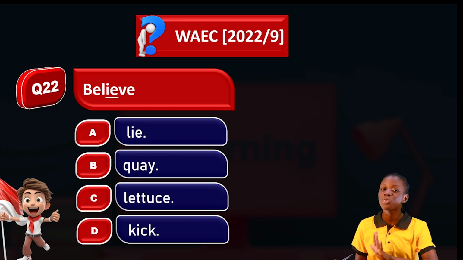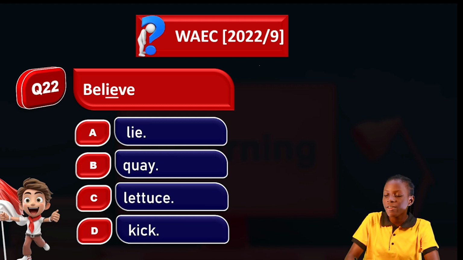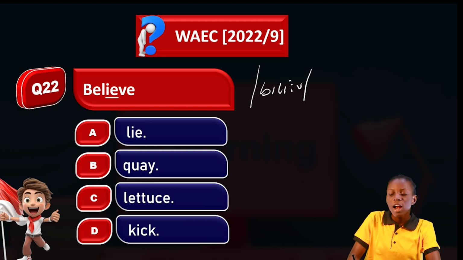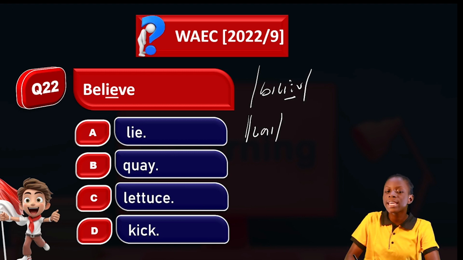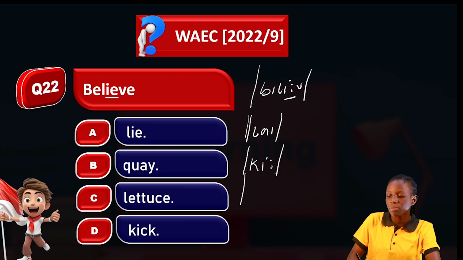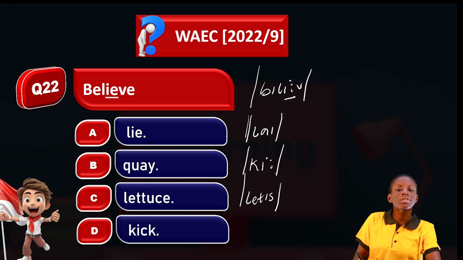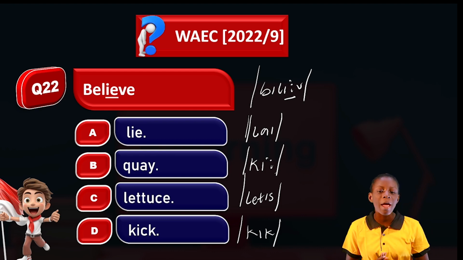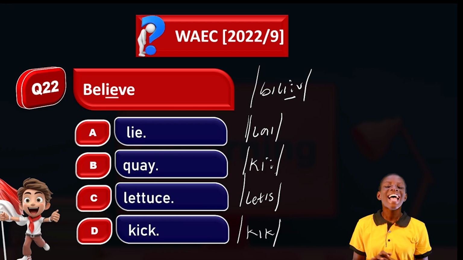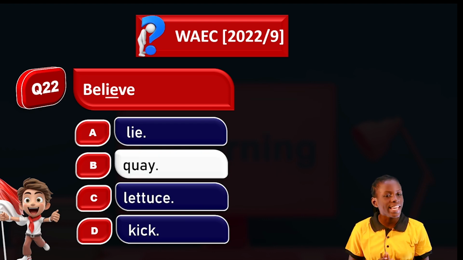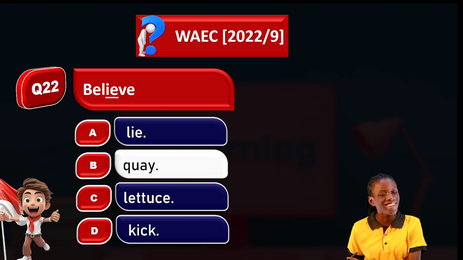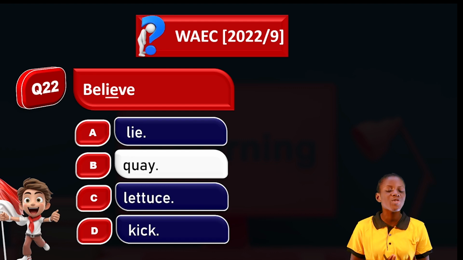Now let's transcribe together to have our perfect answer. Believe has the E sound. Option A is lie, which has the I sound. How about option B, key, which has the E sound? Option C is lettuce, which has a short E sound. And option D is kick. So now, what is our answer? It is clearly option B, key, spelled K-E-Y.